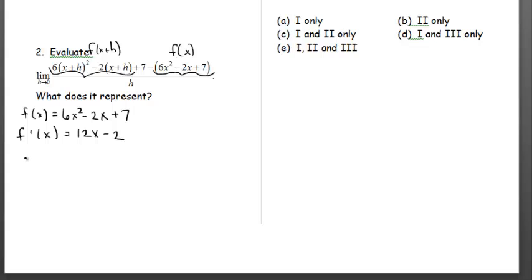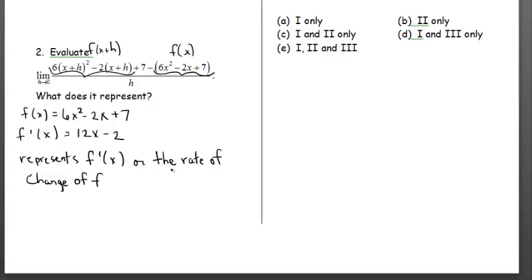Okay, so this limit represents f prime of x, or the rate of change of f. And notice I didn't use the word instantaneous. I could have, but in context, if I don't use the word instantaneous, that's what it's implying, instantaneous. Okay, so without the word instantaneous, it still means instantaneous. It doesn't mean average rate of change. All right, so that's the limit definition of derivative.